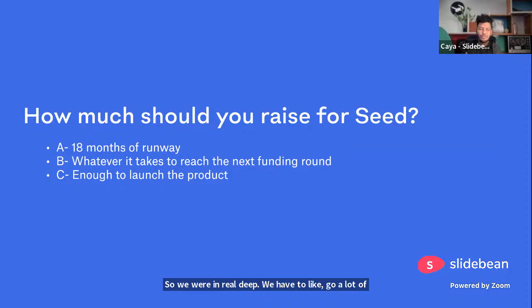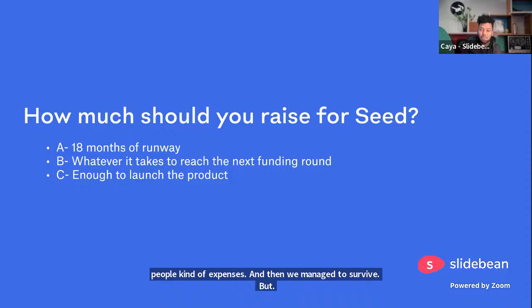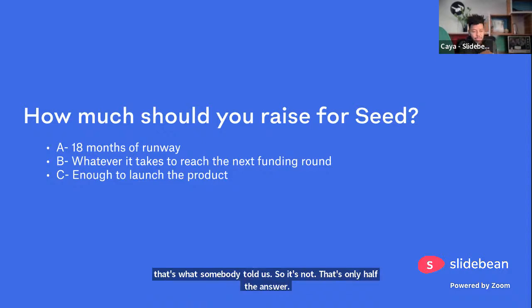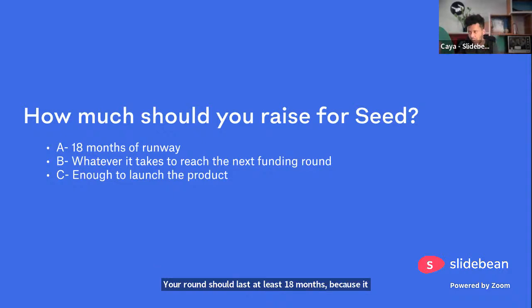But the problem was we had budgeted for 18 months of runway, because that's what somebody told us. So that's only half the answer. Your round should last at least 18 months because it normally takes 18 months to go from one milestone to the other. But you shouldn't just raise money on the amount of time. You need to raise money on reaching those goals and grabbing the next funding branch, if you will.